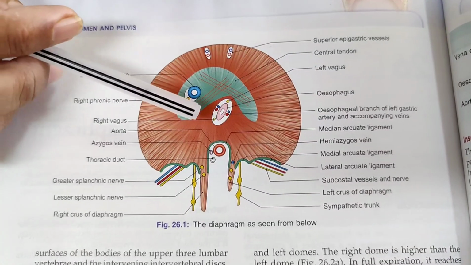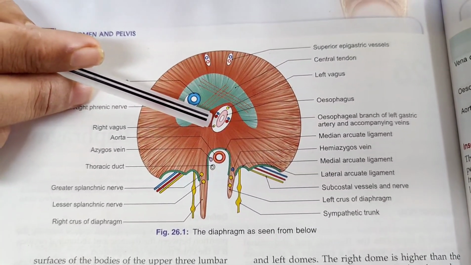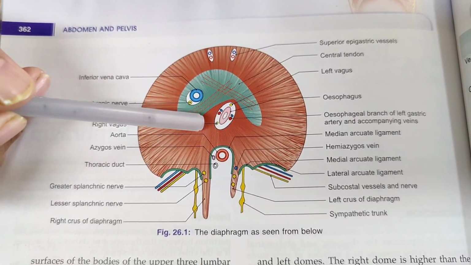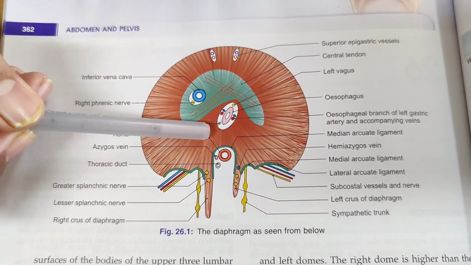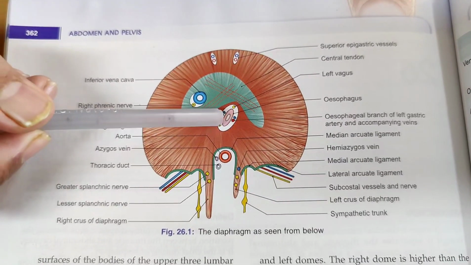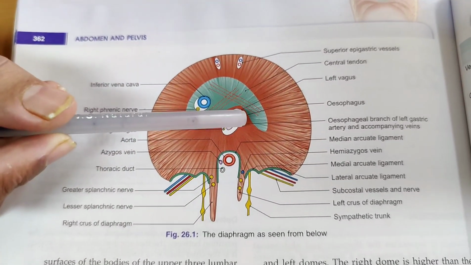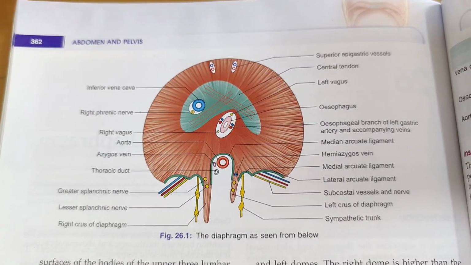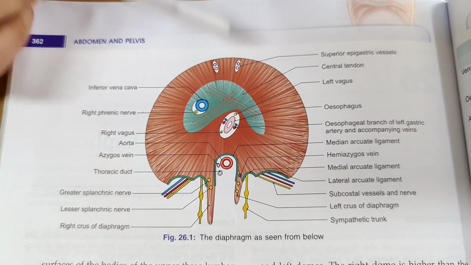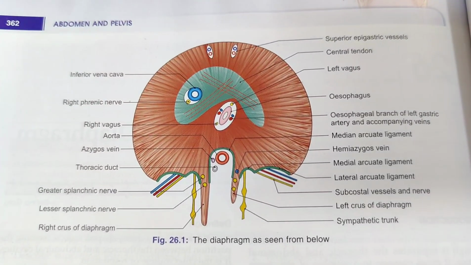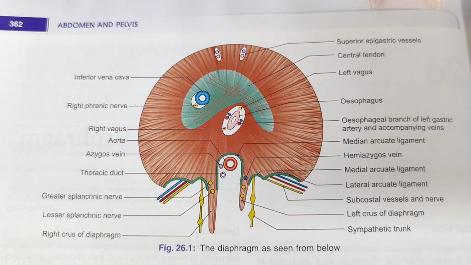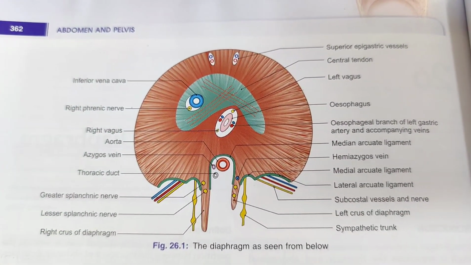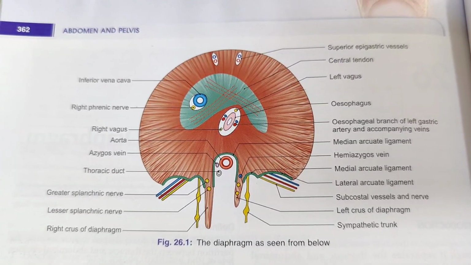Now another opening, that is the esophageal opening. The shape is elliptical. It is situated in the muscular part at the level of the 10th thoracic vertebra, 1.25 centimeter to the left of the midline. Structures passing through it: this is the esophagus, then these yellow color structures are the left and right vagus, and these blue and red color are the esophageal branches of the left gastric artery.